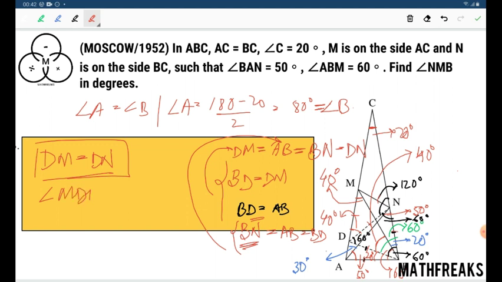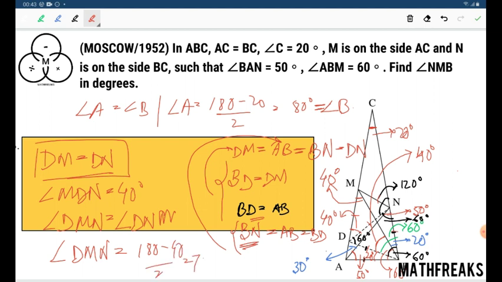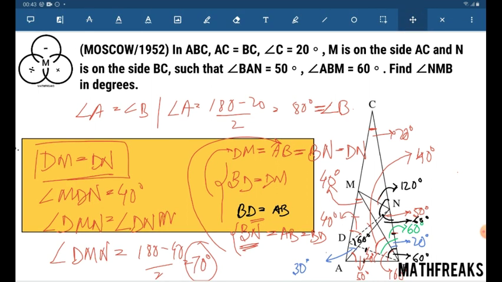And angle MDN equals to 40 degree. Which implies that angle DMN, we can find out, this will be isosceles triangle. Angle DMN equals to angle DNM. And angle DMN equals to (180 minus 40) by 2 equals to 70 degree. We got the most crucial figure for finding NMB.